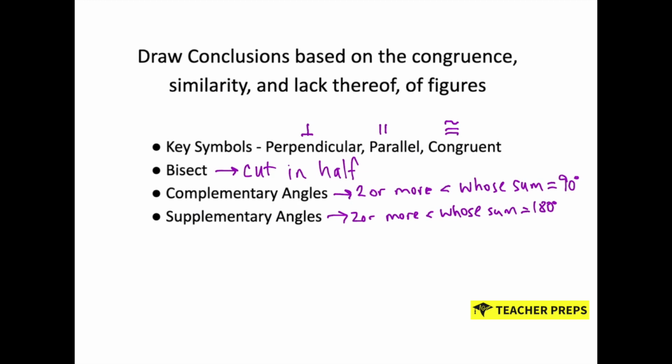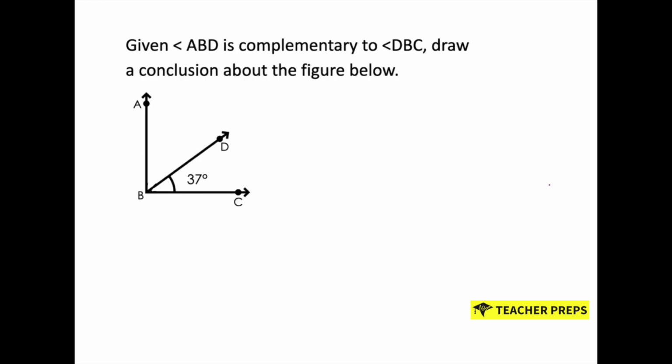Now let's use these terms and symbols to draw conclusions. This first question says, given that ABD is complementary to DBC, draw a conclusion about the figure below. The first question is what does it mean to be complementary? Well, to be complementary means that they form a right angle. What conclusion can you draw?